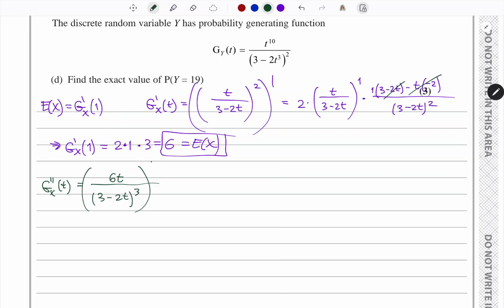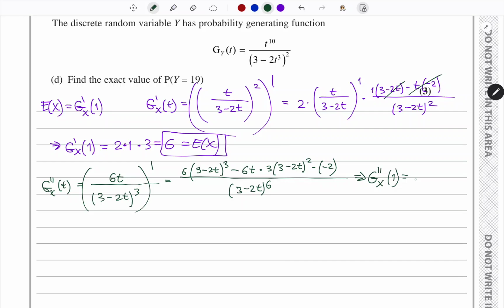This function should be differentiated once again. So u prime v minus u v prime. V prime is 3 minus 2t squared, and don't forget to multiply by the derivative of what we had inside, which is minus 2. Divided by (3 minus 2t) everything squared, the power becomes 6, twice as much. So it follows that g double prime at 1.